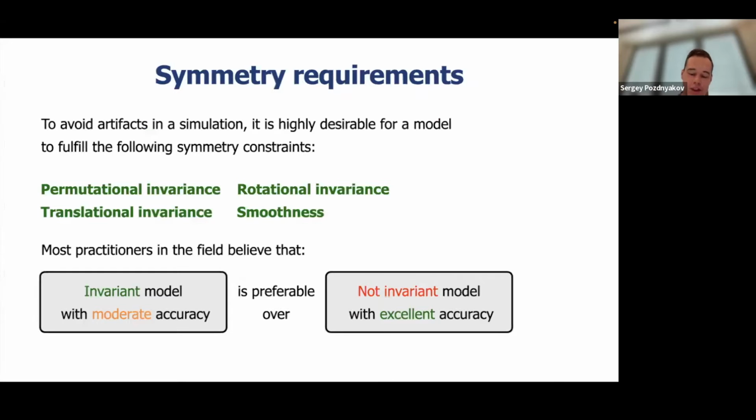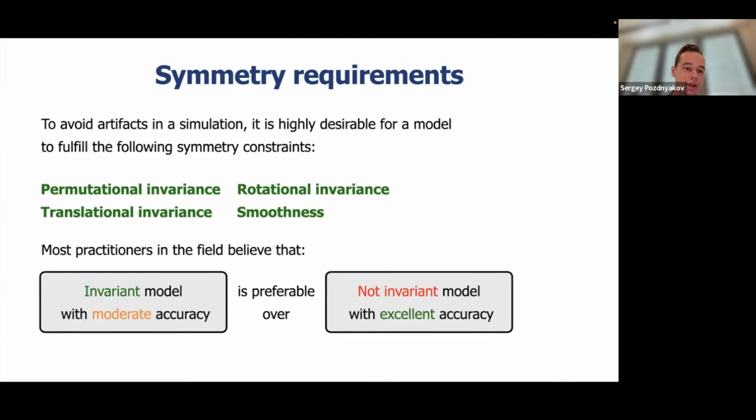Because of this usage scenario, there are quite challenging requirements for a model to be used in practice. Namely, most practitioners in the field believe that the model is applicable only if it rigorously fulfills the following physical constraints. Actually, the model must be smooth and rigorously invariant with respect to permutations of identical items, translations, and rotations.